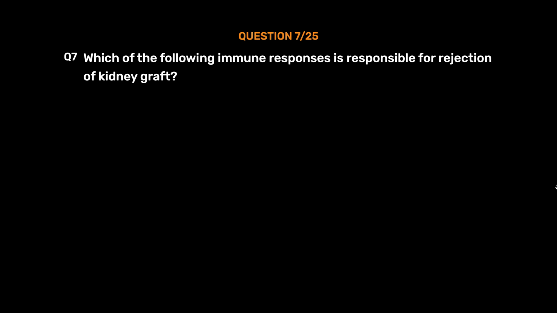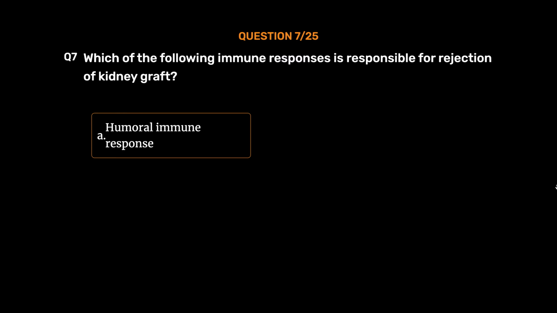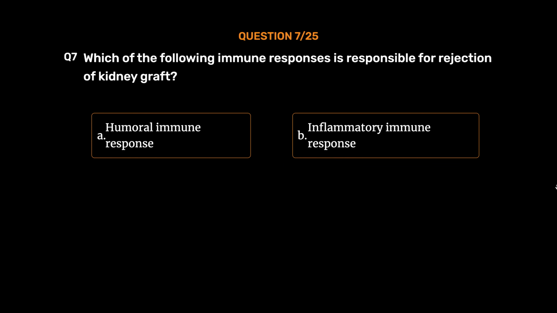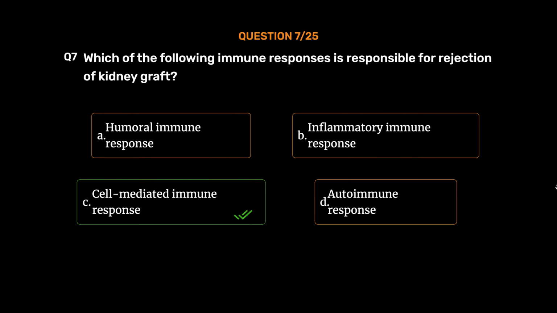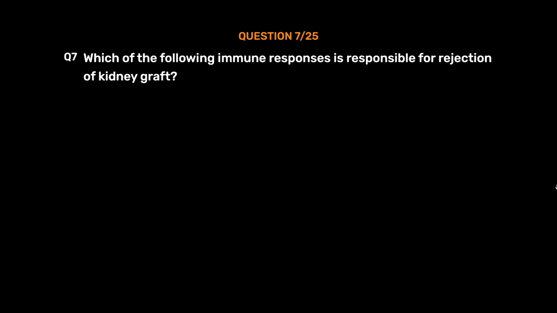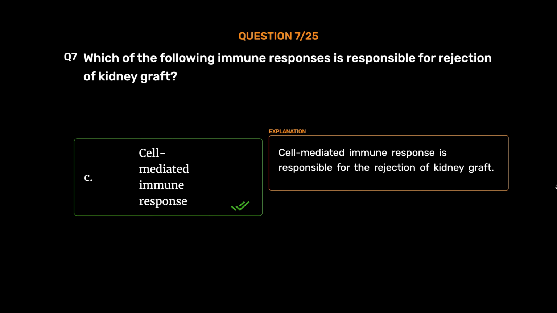Question number 7. Which of the following immune responses is responsible for rejection of kidney graft? Option A. Humoral immune response. Option B. Inflammatory immune response. Option C. Cell-mediated immune response. Option D. Autoimmune response. The correct answer is Option C. Cell-mediated immune response. Cell-mediated immune response is responsible for the rejection of kidney graft.